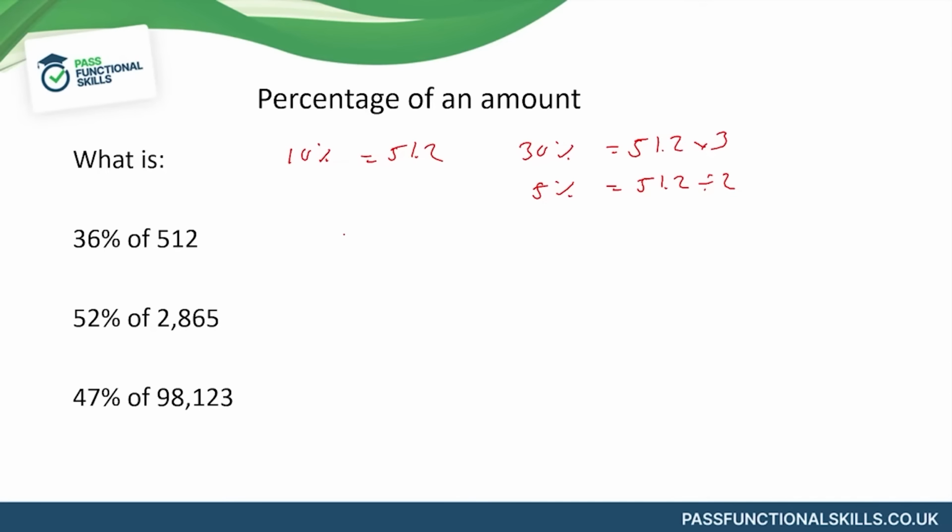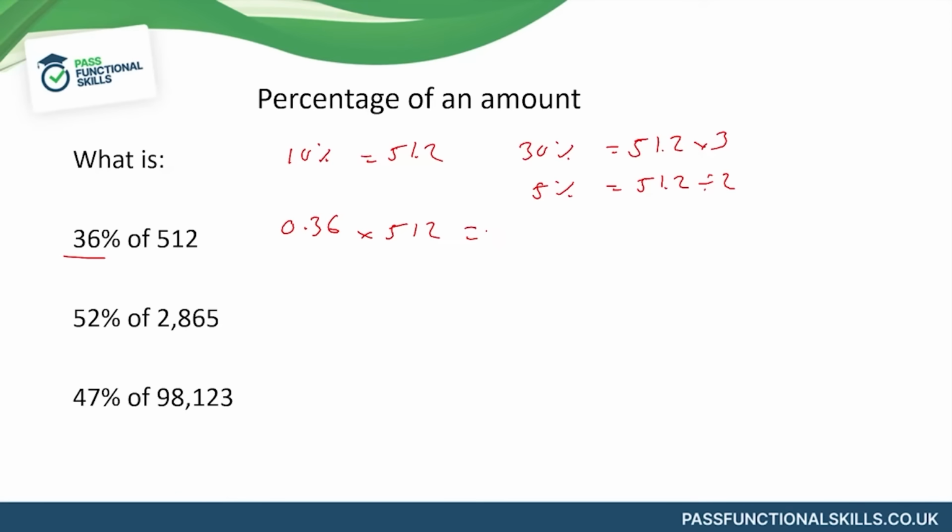So what we're going to do is multiply the percentage multiplier by the total. That's why it's called a multiplier, because you multiply it. And the multiplier for 36% is 0.36. It is the decimal equivalent of 36%. It is 36 divided by 100. So 0.36 times by 512.